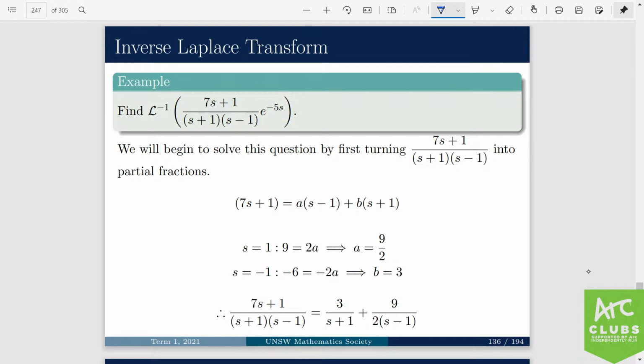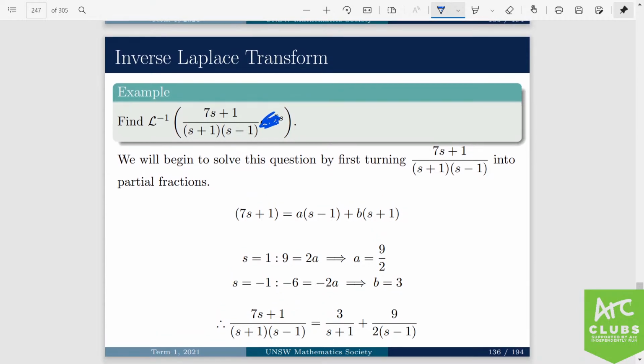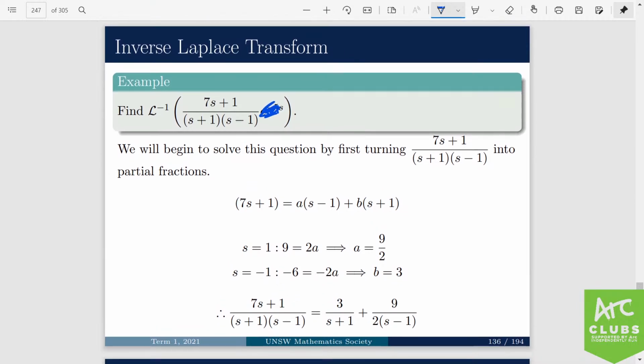So to get started with this one, first off, I'm going to ignore this. I'm just going to consider this on the left, inside the inverse Laplace transform. I'm going to consider that first, and then I'm going to think about how I can then use the shift afterwards. So that's pretty much what I just said there.